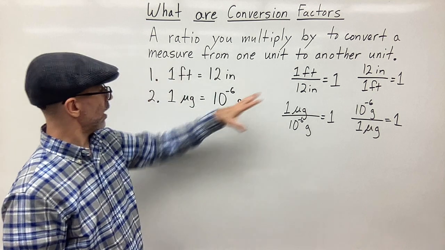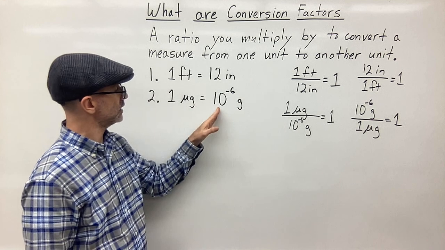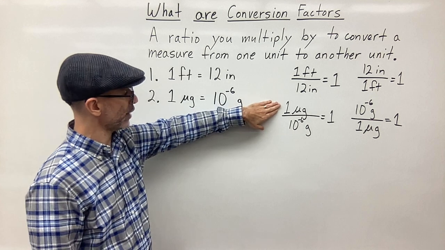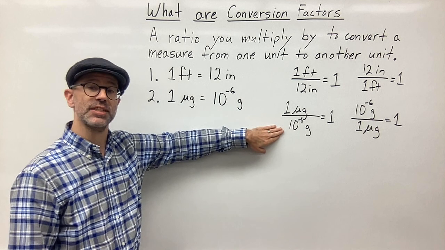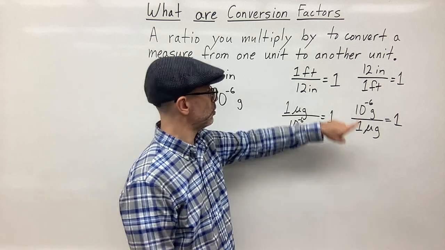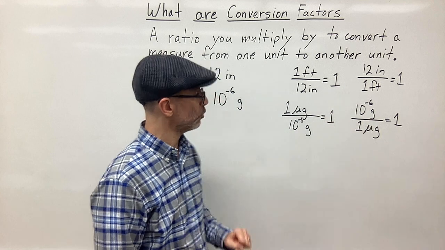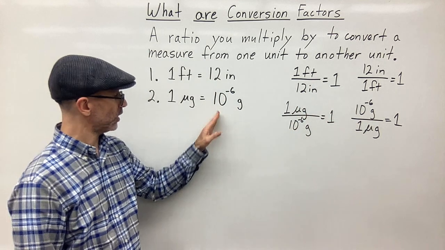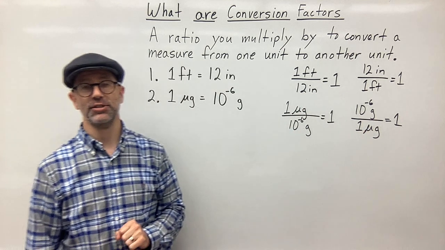Now, I can do the same thing for this one as well. 1 microgram is equal to 10 to the negative 6 grams. I can put 1 microgram over 10 to the negative 6 grams, or I can put 10 to the negative 6 grams over 1 microgram. And so again, from this equality, I get two different conversion factors.